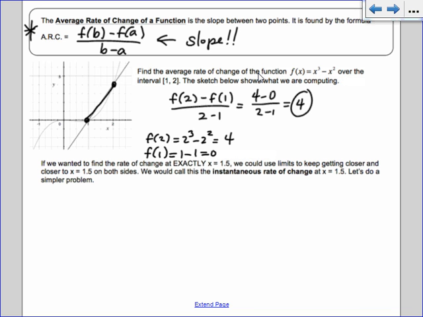Okay, but there are other things that involve the word average, and people get confused. They just don't know the formula. So don't get confused. Average rate of change is a slope. If you wanted to find the rate of change at exactly 1.5, right there at the tangent line, we could use limits and keep getting closer and closer to 1.5 on both sides. You could do 1.4 and 1.6, 1.49 and 1.51, and you get closer and closer. When you take the limit, it's called the instantaneous rate of change. That's sometimes just called the slope at x equals 1.5. So let's do a simpler problem so you understand what I'm saying.